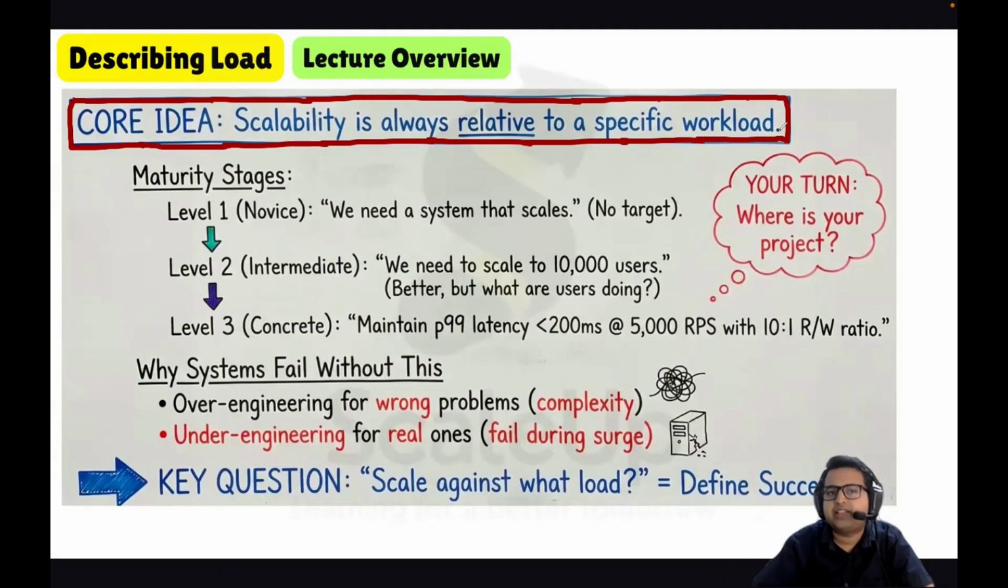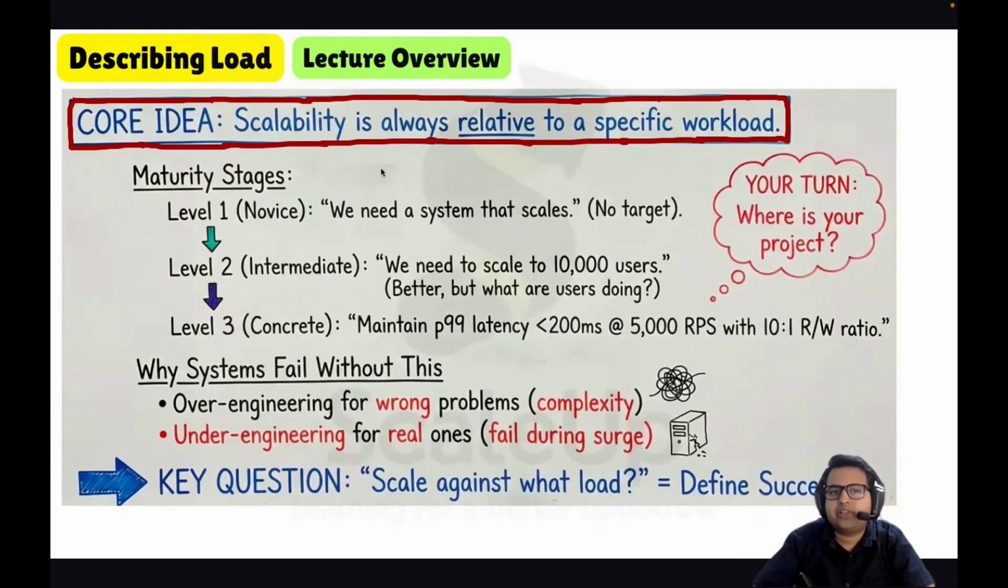And that is what this lecture is about. In this lecture, we will learn to describe load. And if we learn to describe load, we will learn to measure scalability. So this lecture is where scalability becomes measurable and concrete. Students move from "systems should scale" to "scale with respect to what load exactly." In this lecture, we will be going through three stages of maturity.